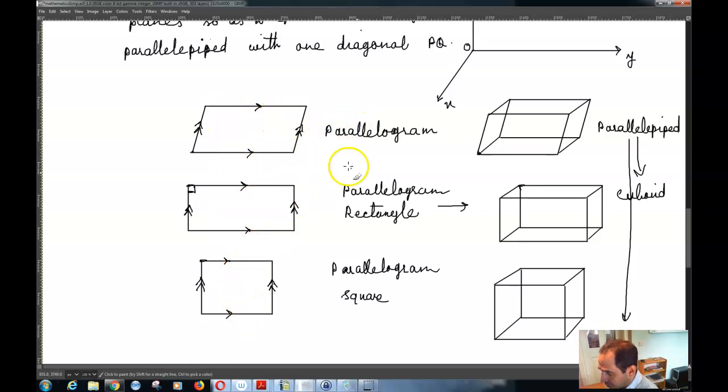But then there are special cases of a parallelogram that becomes, for example, a rectangle. There is a special case of a parallelogram that becomes a square, and so on and so forth. So now a parallelepiped is basically something like this. Something in this category is called a parallelepiped.